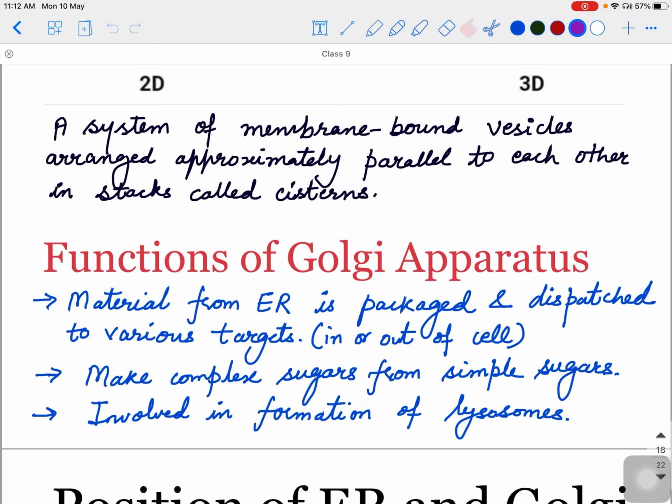One of the examples of complex sugar is cellulose. It is formed from a simple sugar called glucose. Many units of glucose join together and they form cellulose. Third function performed by Golgi apparatus is that it is involved in formation of lysosome. You will come to know about lysosome more when we will discuss this organelle.